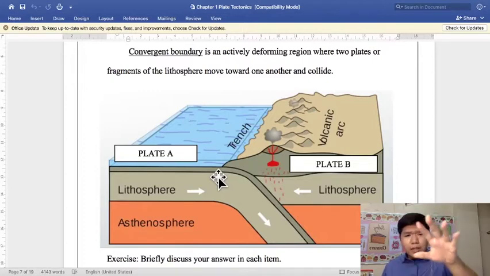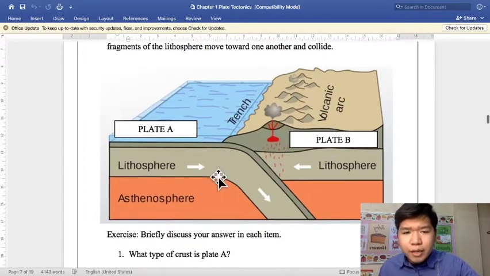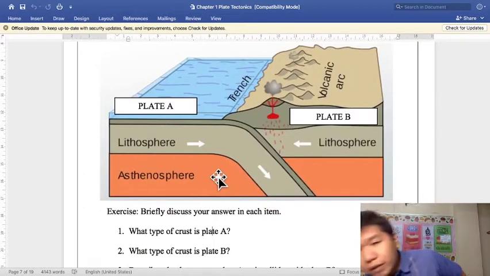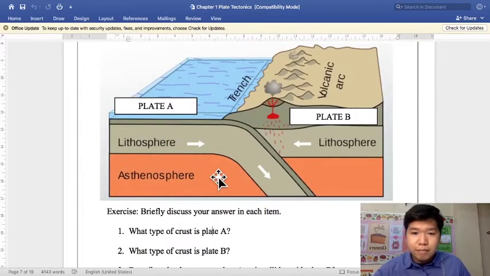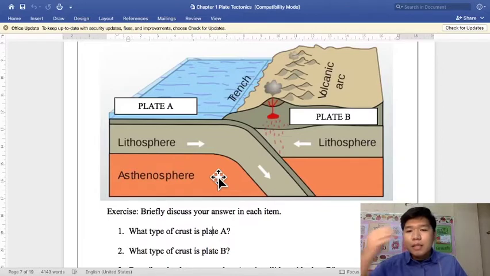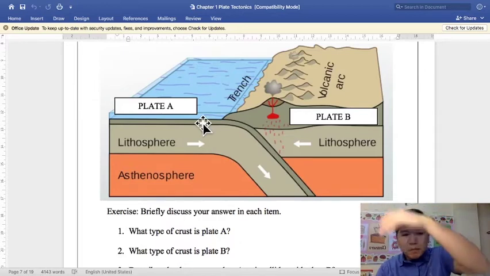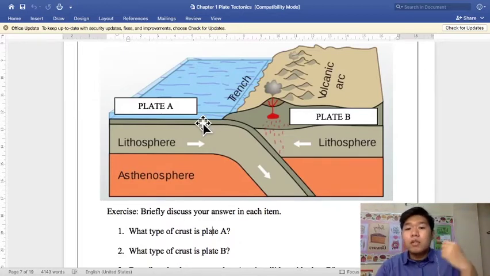Now let us look at this picture first and analyze it. Let's go through the exercises of this activity over here. First question: what type of crust is plate A? It's very easy to notice that plate A is beneath the ocean. So the type of crust that plate A is going to be is an oceanic crust. Okay? Plate A is an oceanic crust.